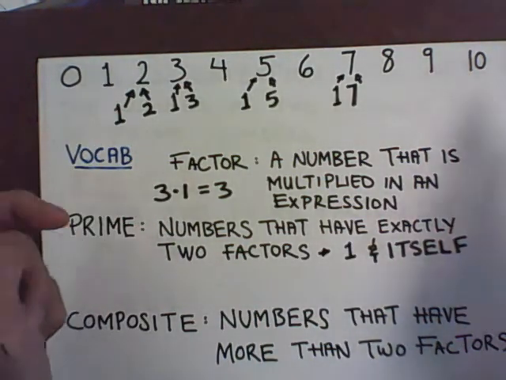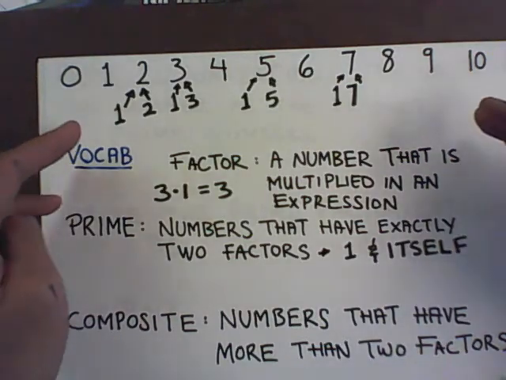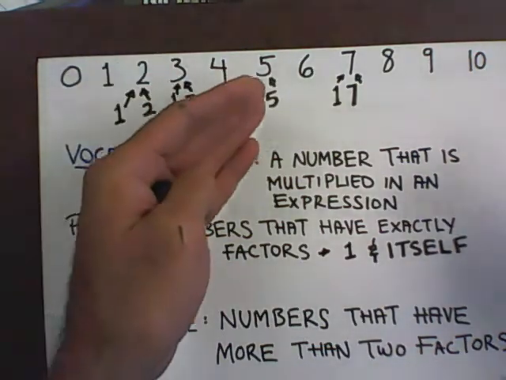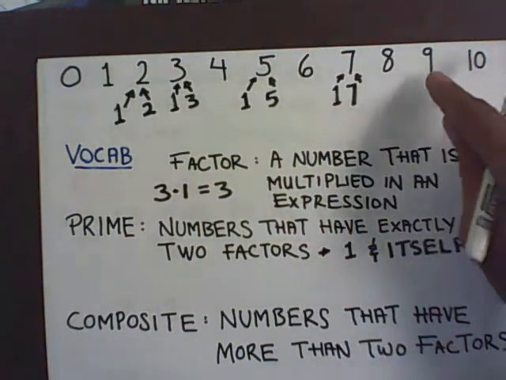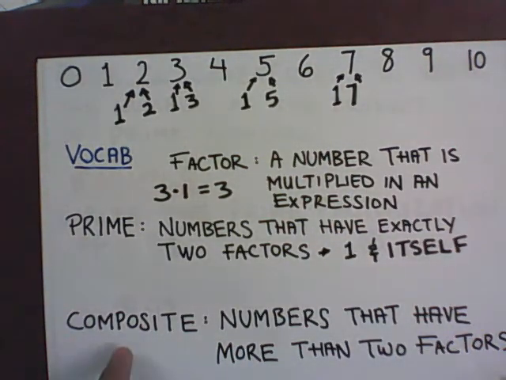So that's it. It's not true that you can just say odd numbers are prime. 9 is an odd number, but that's not a prime number. And composite numbers are the numbers that have more than 2 factors.